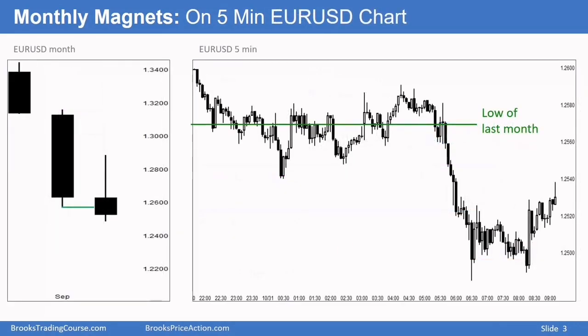This is the euro versus the dollar. Here's the monthly chart on the left, and here's the 5-minute chart on the right. This is the final day of the month. When I'm trading the final day of the month, I usually take a look at the monthly chart to see if there's any nearby support or resistance on the monthly chart, because it'll affect trading on the 5-minute chart. This is the current month, and this is the final day of that current month.